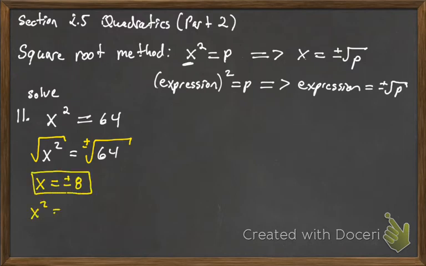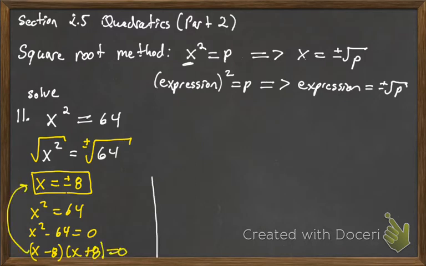If we were to solve this a different way, if we wanted to solve by factoring, we would subtract 64 and then factor that into x minus 8 and x plus 8, and that would give us the two solutions of plus and minus 8 there. Okay, so that is why we want the plus and minus there.